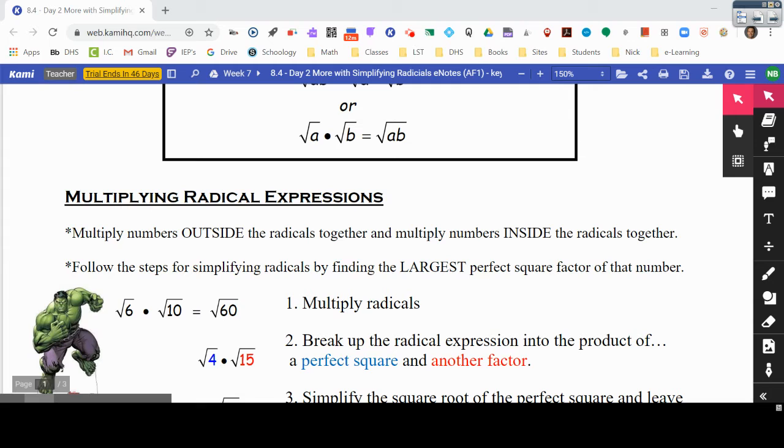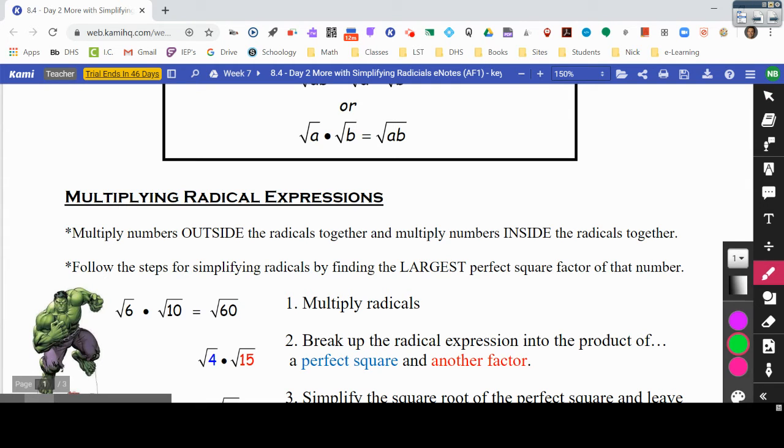So that's kind of like our first step here when we're multiplying radical expressions. We're going to smash these 2 radicals together. We're going to take that rad 6 times that rad 10, and we're going to make it into the rad 60. And that's what we're going to do to all our radicals. We're going to just smash them together. So that's our first step, is to multiply these radicals.